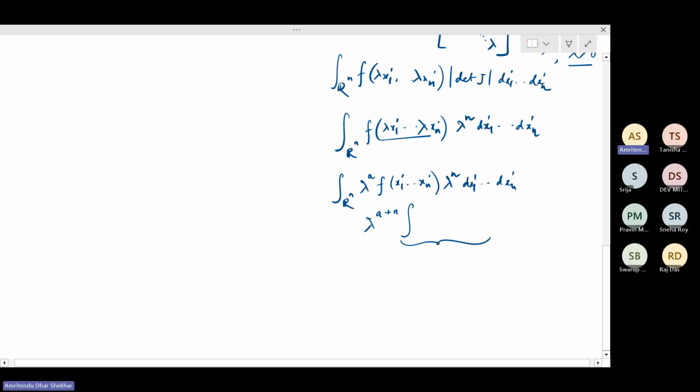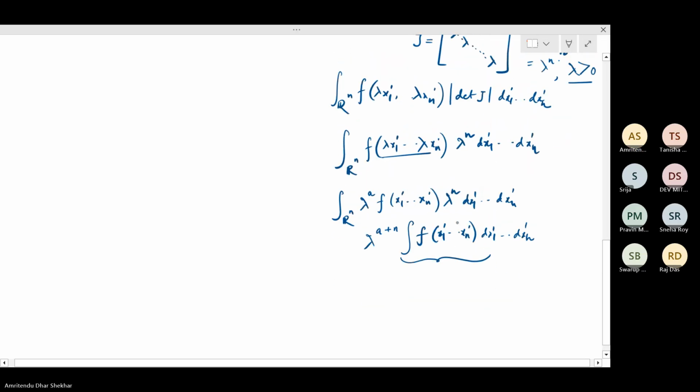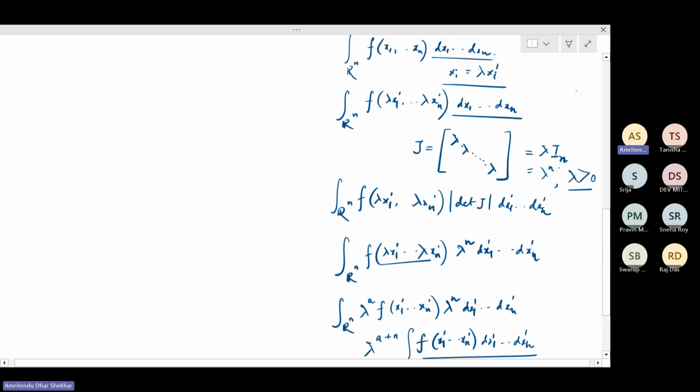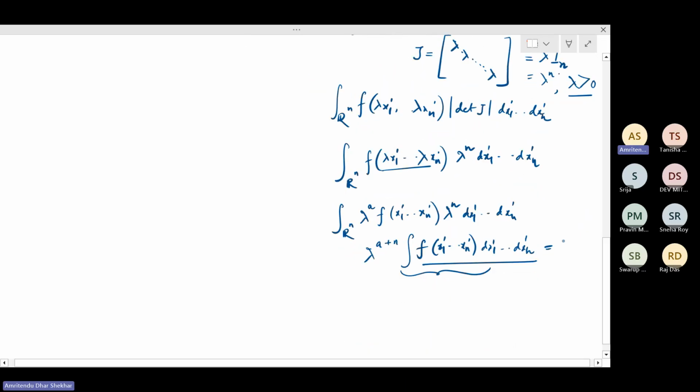But this is also the integral, right? F of x1 prime up to xn prime, dx1 to dxn prime. This term is actually equal to this term. So if this is I, this is also equal to I, right? This is just using a different symbol for the integration. I hope you understand this point.